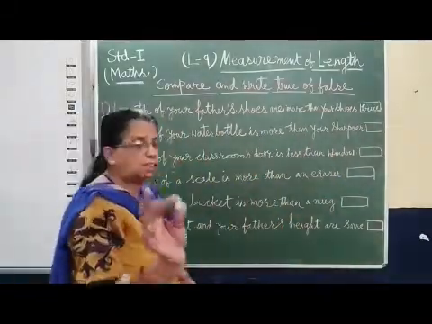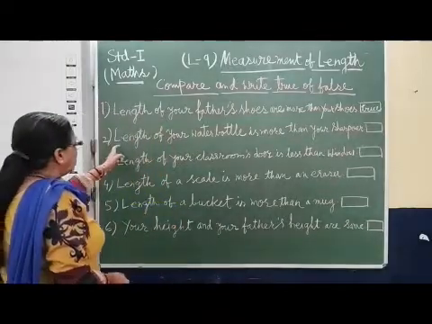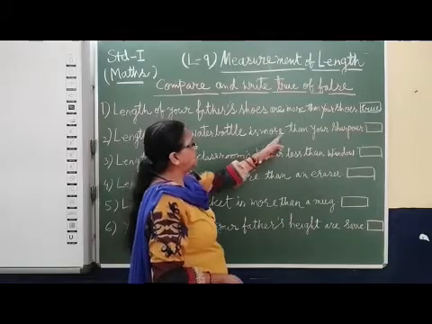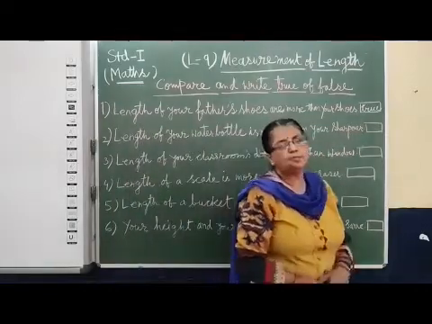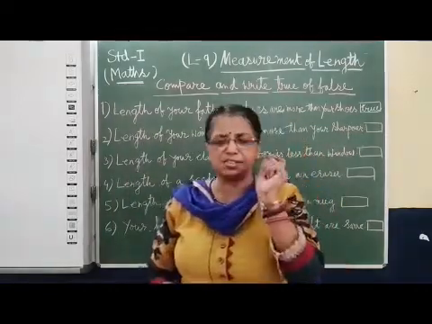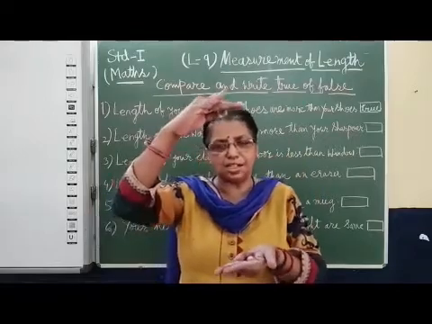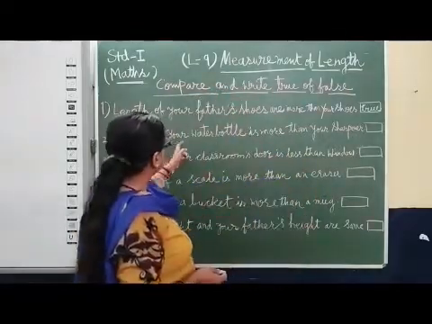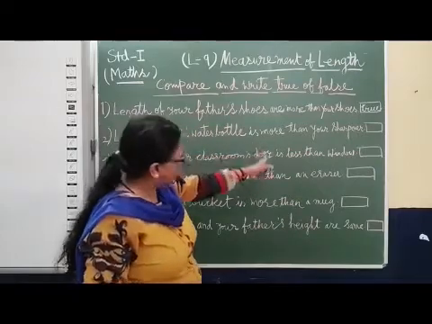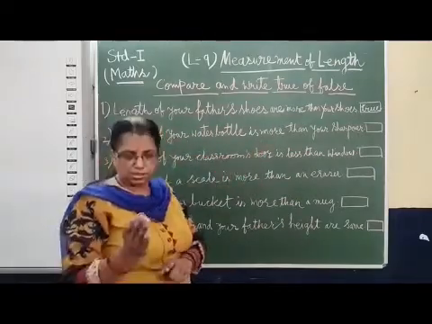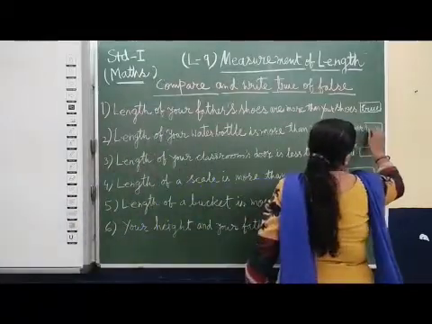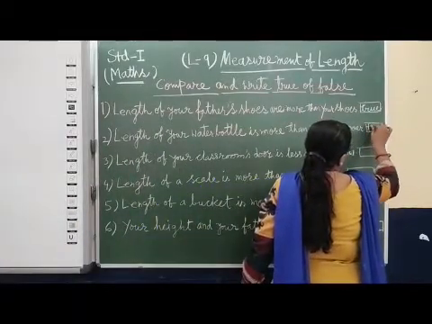If it is wrong, then you will write false. Length of your water bottle is more than your sharpener. Your sharpener is small in size and your water bottle is at least this much. That means it is correct. Water bottle length is more. The sharpener is smaller, shorter. So true.